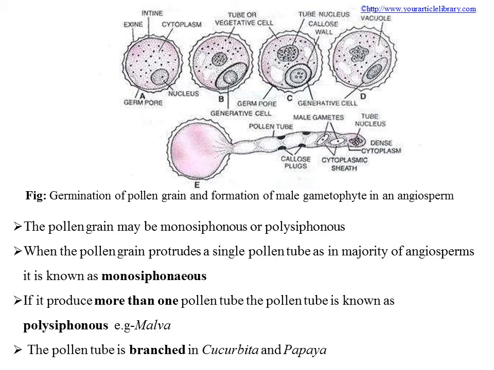The diagrammatic representation of germination of pollen grain and formation of male gametophyte in angiosperms. Next, the pollen grain may be monosiphonous or polysiphonous. When the pollen grain protrudes a single pollen tube, as in the majority of angiosperms, it is known as monosiphonous. If it produces more than one pollen tube, it is known as polysiphonous. Example, Malva. The pollen tube is branched in Cucurbita and papaya.